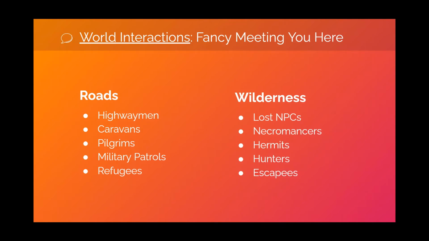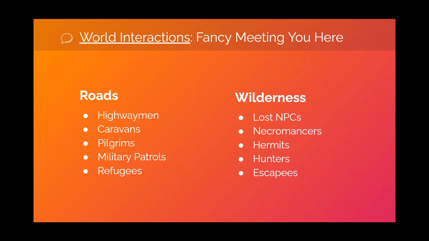They are headed to larger places, or they're there to prey upon people who are headed to larger places, like highwaymen. There's a reason they're called highwaymen, not wilderness men. They're not going to actually succeed at stealing stuff from travelers if they're not on the roads. So those people you can write as road people.